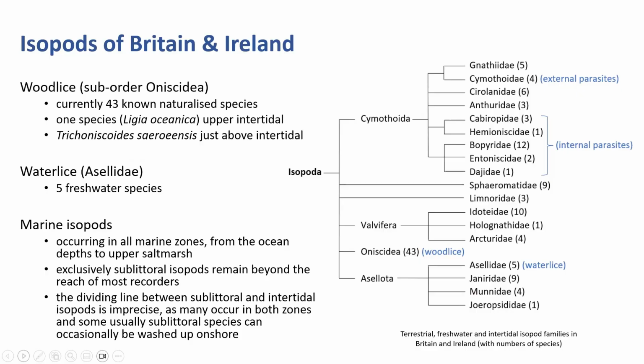And then we've got our marine isopods as well, and they occur in all 4 different marine zones, from the ocean depths to upper salt marsh. I'm not going to talk about exclusively sublittoral isopods because they're beyond the reach of most of us, unless you've got a boat and specialist kit. Fishermen sometimes pull up interesting things. I'm going to talk about the intertidal isopods, but the dividing line between intertidal and sublittoral is, of course, not precise. Sometimes the sublittoral ones can occur in the intertidal zone as well.